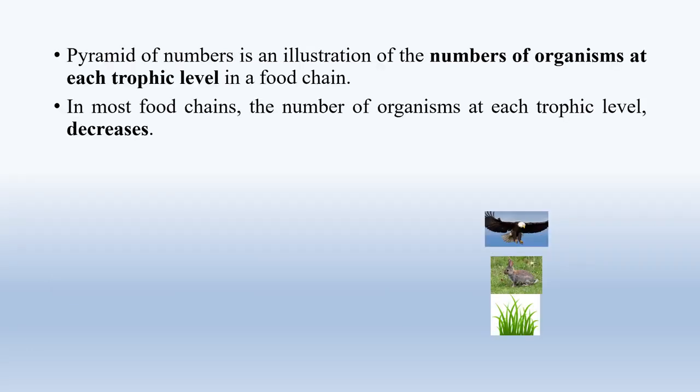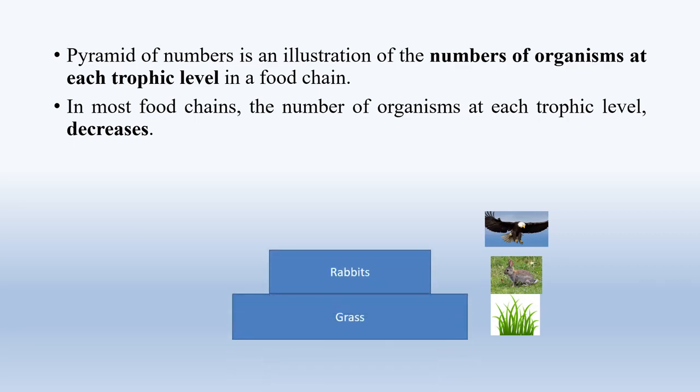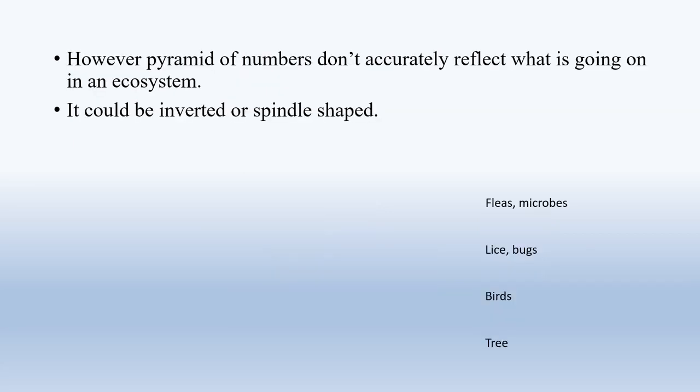Thus, in most ecosystems, it is seen that the producers are the most in number, followed by the primary consumers, and the least numbers are found in the highest level of consumers, which could be secondary, as in this case, or in some other case, it could be also tertiary consumers or even quaternary consumers. In reality, the pyramid of numbers doesn't accurately depict what is going on in an ecosystem, and there could be various instances where this relationship could be skewed or even inverted.